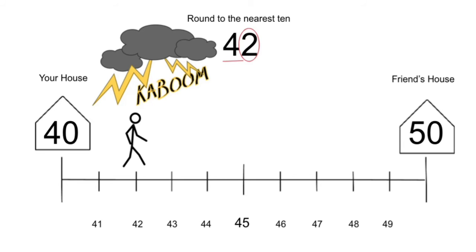Well, you are 2 places away from your house, but 8 places away from your friend's house if you count the spaces. So it is much better to run back to your house and have less chance of getting struck by lightning. So you run back to your house. Therefore, the number 42 rounds to 40 because it is closer than 50.